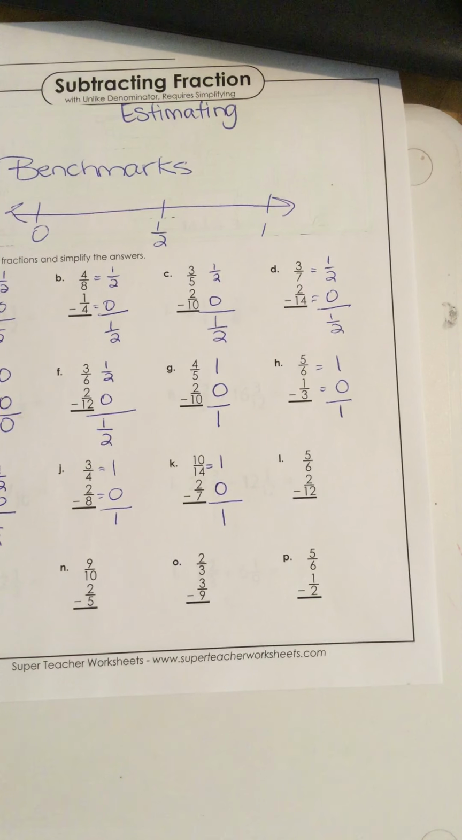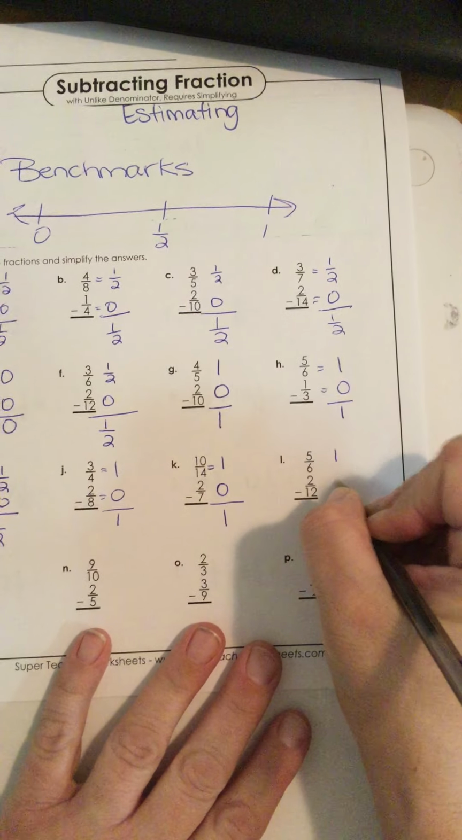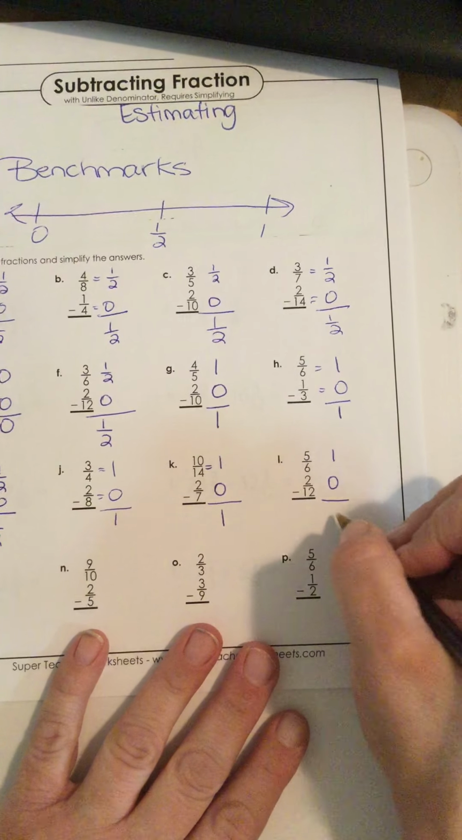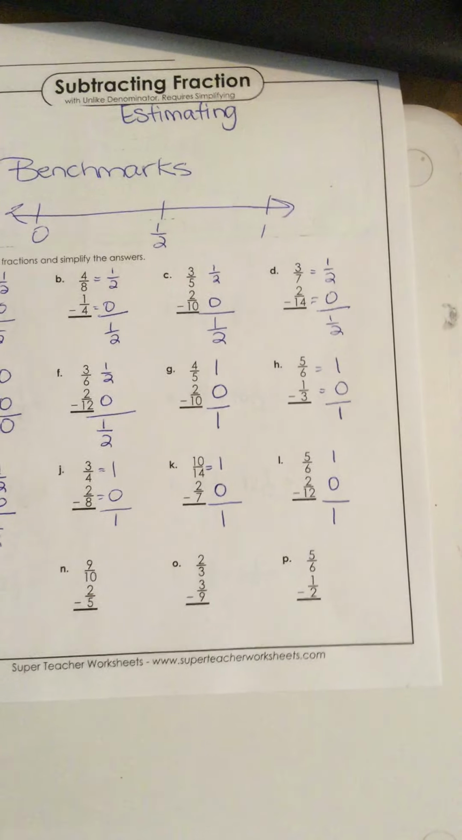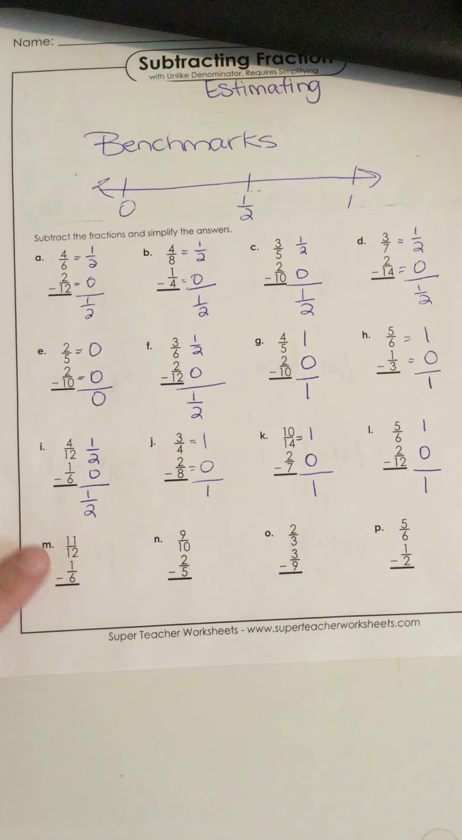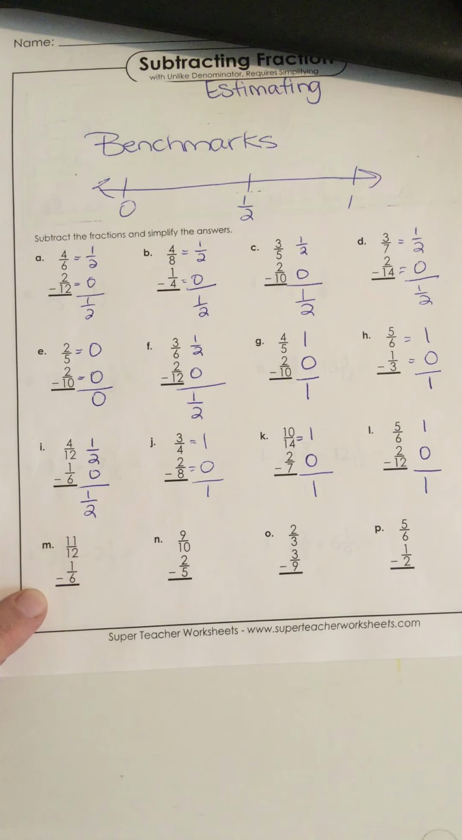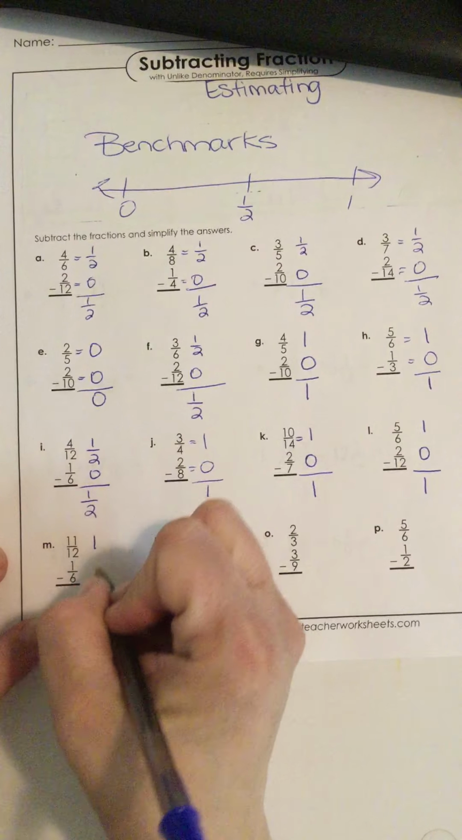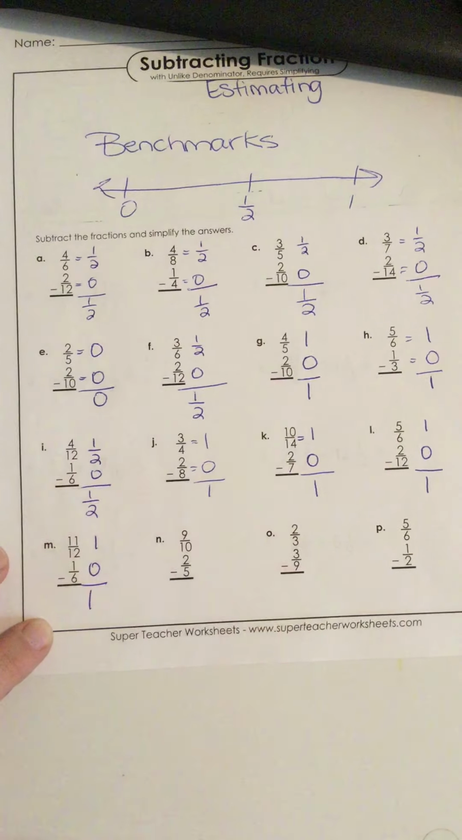All right, 5 over 6. What would you estimate 5 over 6 to be? Okay, now 2 over 12. So I would say 1 and 0, and you get an answer of 1. All right, 11 over 12, what would you estimate that to be? And then 1 over 6. And your answer is, so I would say 1, 0, 1.